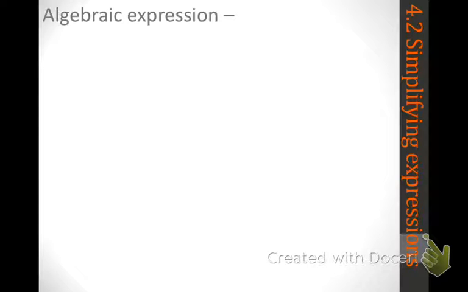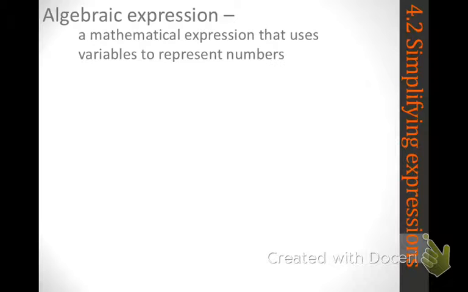is an algebraic expression. So an algebraic expression is a math expression that uses variables to represent numbers. A couple examples of what an algebraic expression is. One example, 5x. That's a math expression that also has a variable, 5 times x, 5x. So that's an algebraic expression.